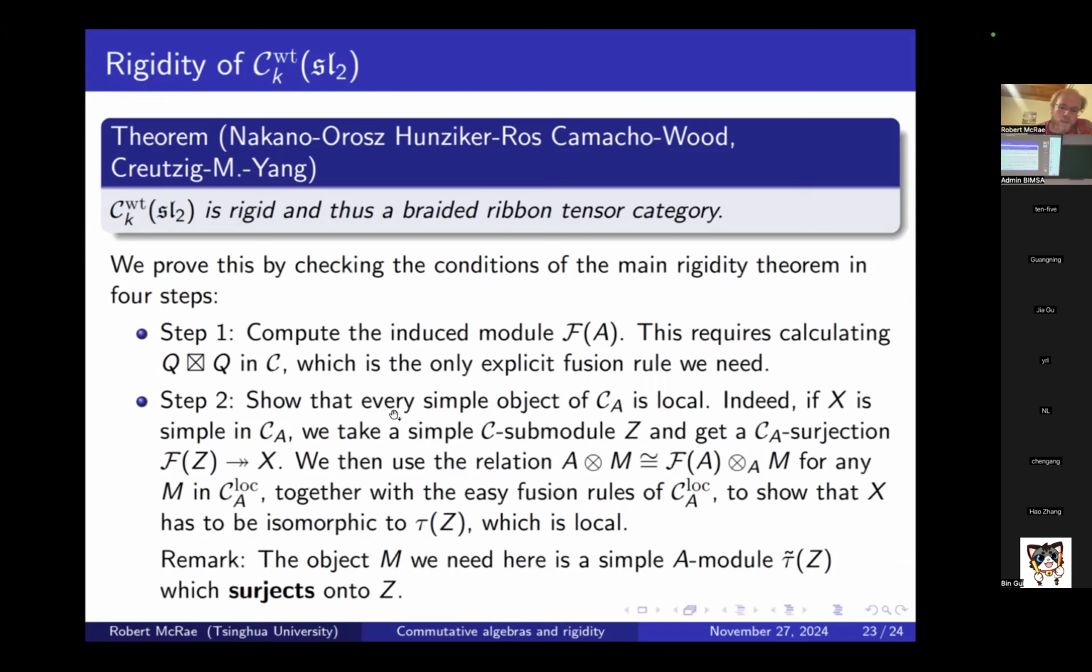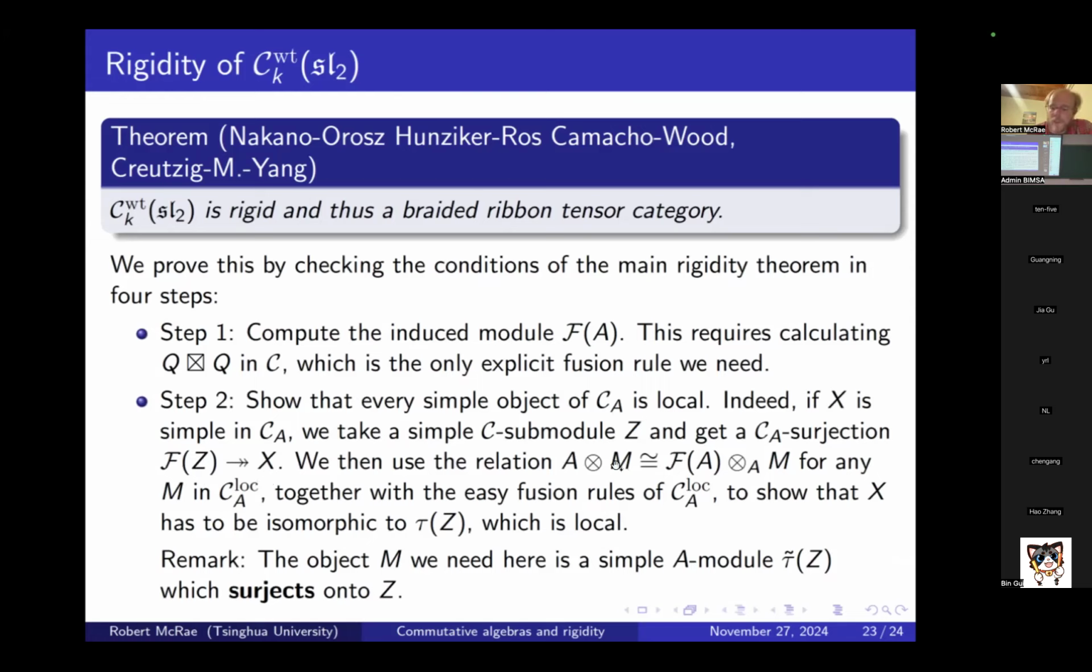Second step is to use this to show that every simple object is local. So the idea there is that if we have any simple object in CA, say X, then it's a finite length object of C, so it contains a simple C submodule Z. And that gives us a morphism from the induced module to X. So we kind of want to see what this induced module looks like, get some information about this induced module to see what possible simple quotients it has.